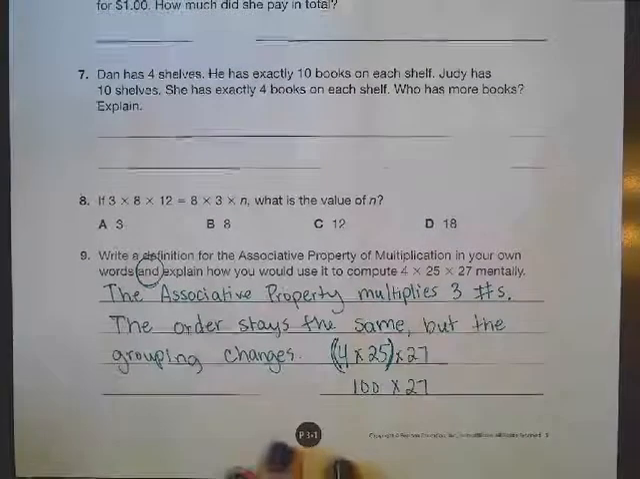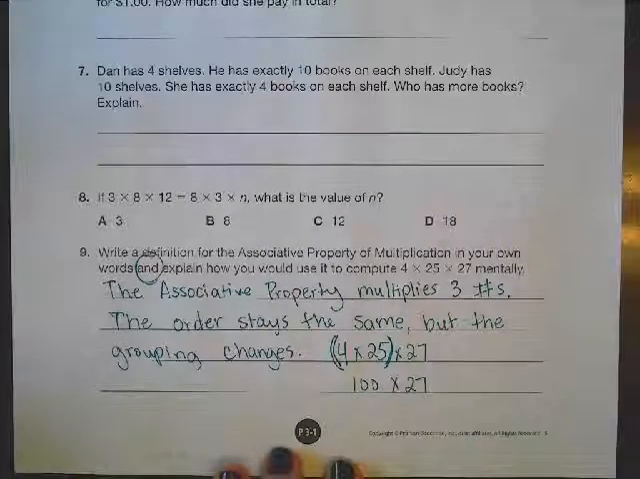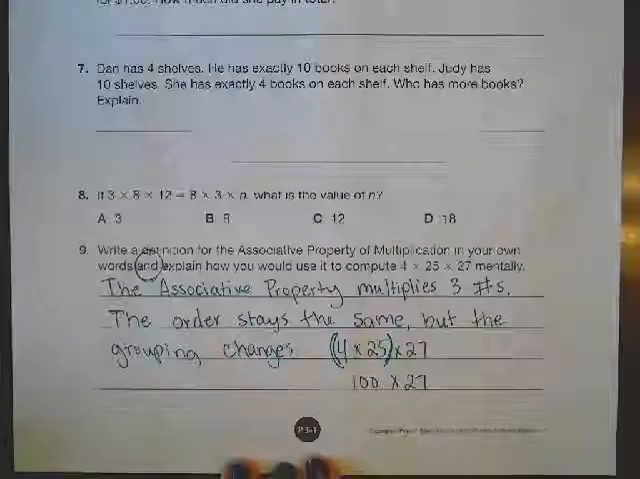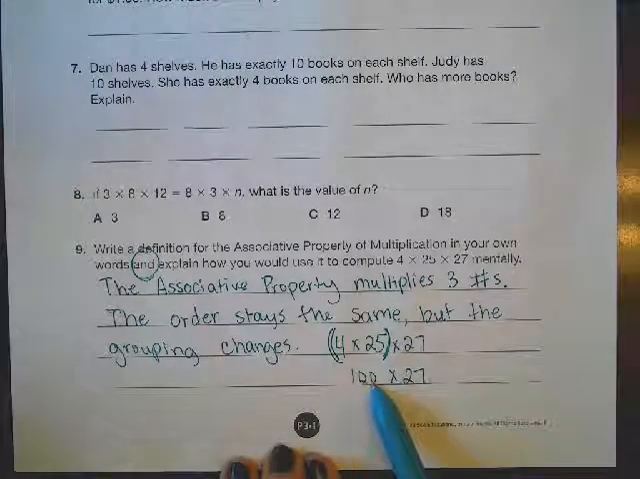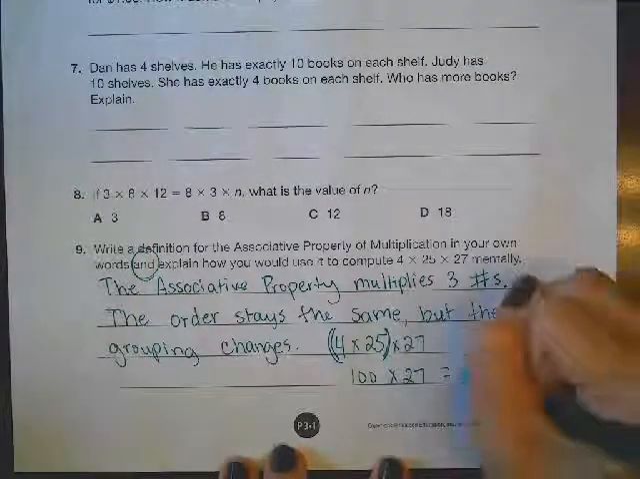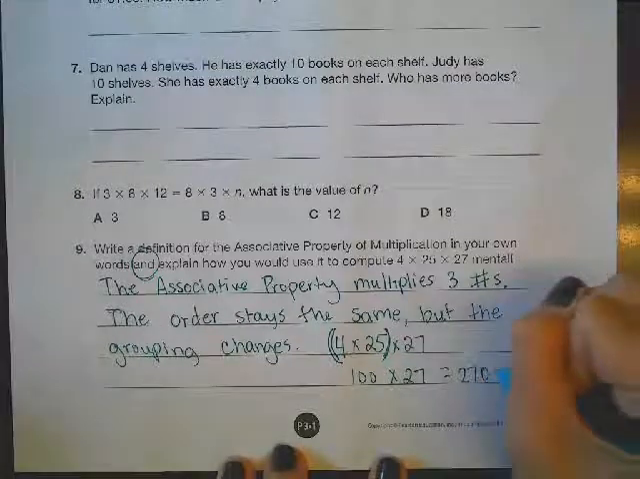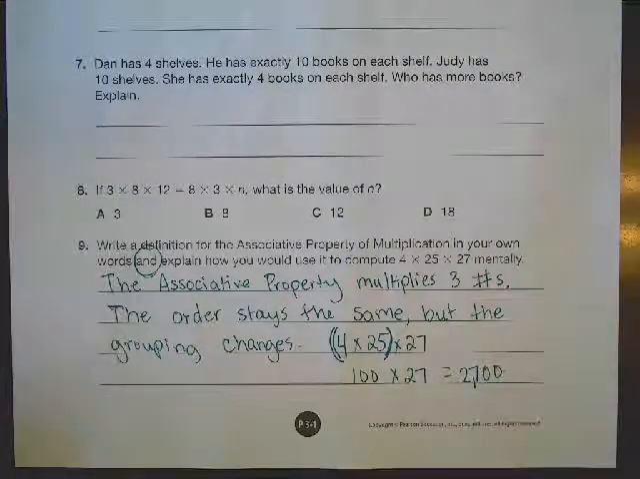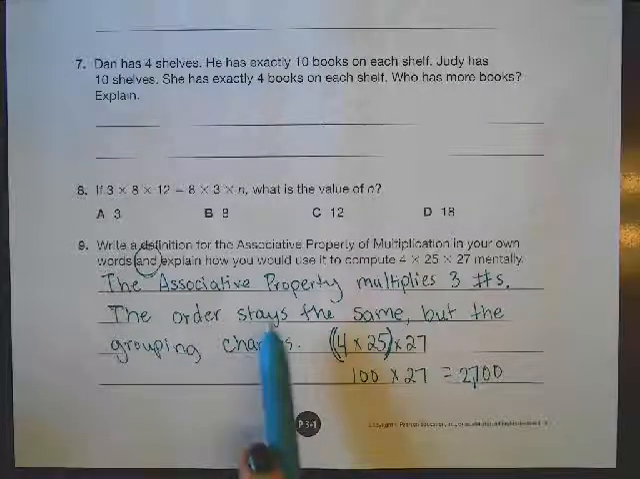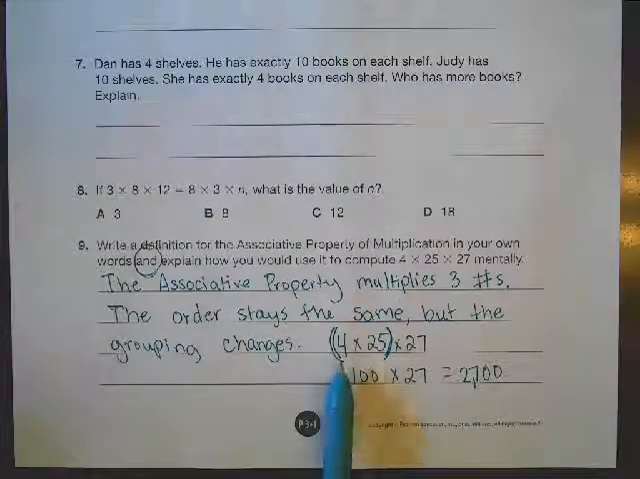So if I have 100 times 27, I learned from last topic that I can add that many zeros to the end of the number 27, 2 zeros, and that would give me 2,700. So me knowing the associative property, I was able to solve 4 times 25 times 27 in my head mentally.